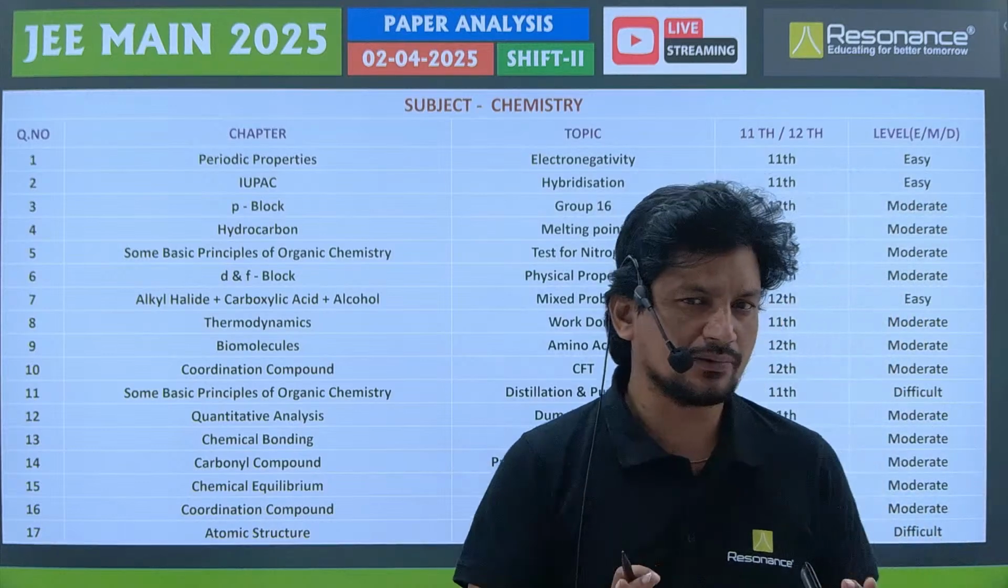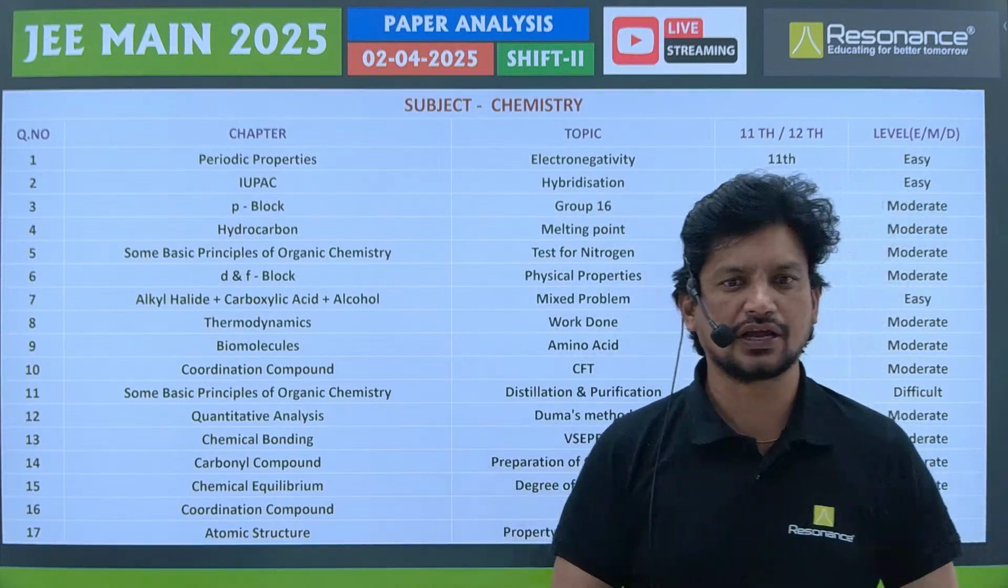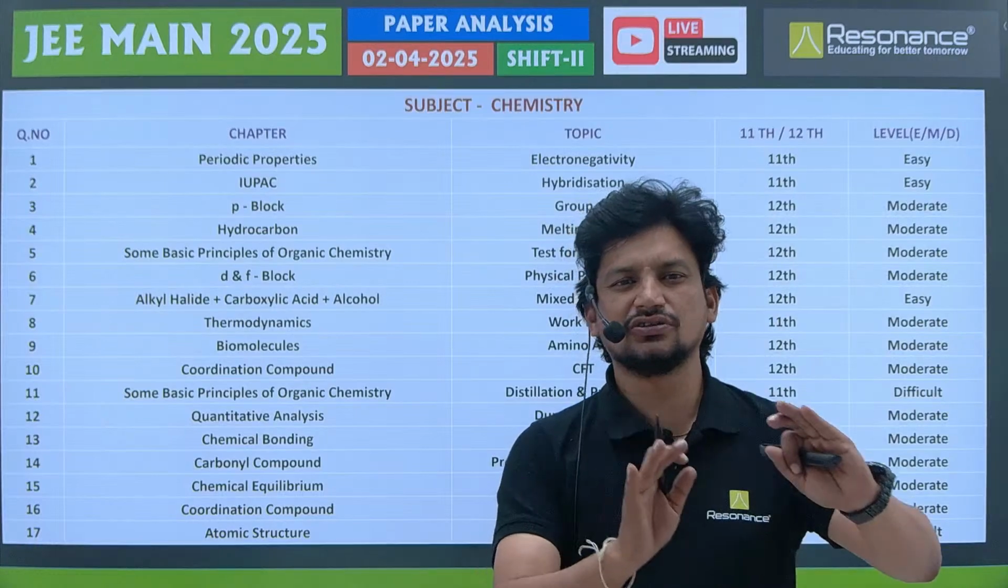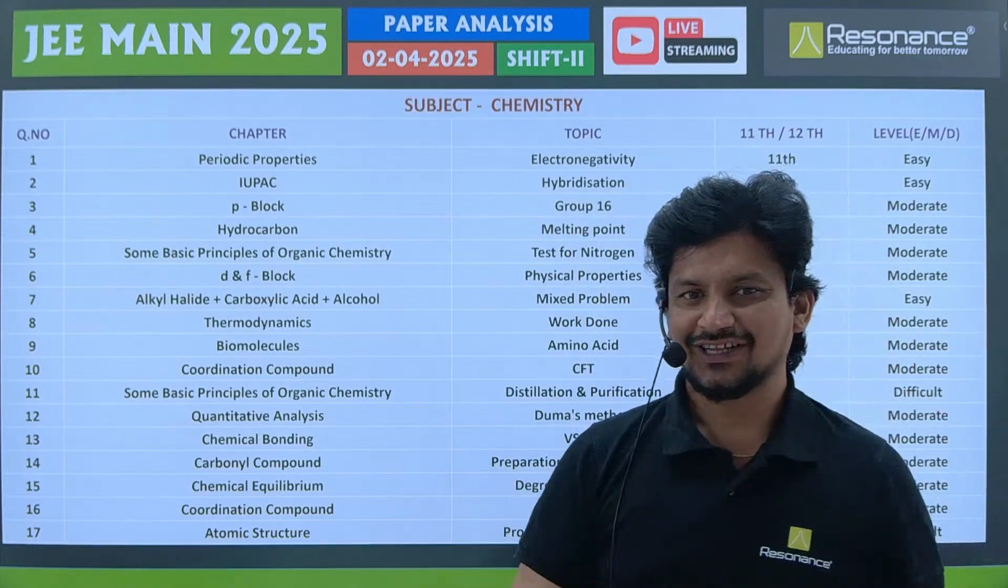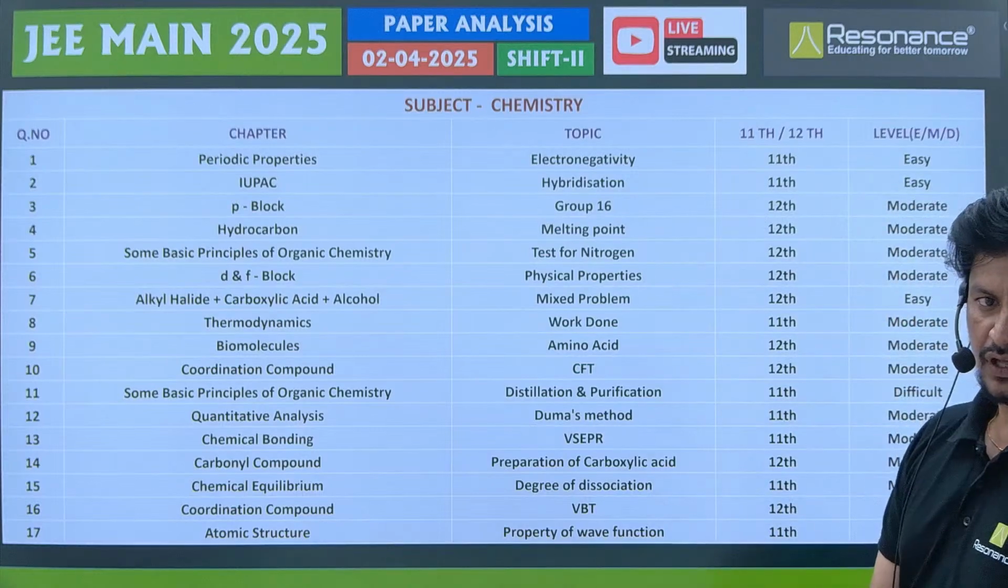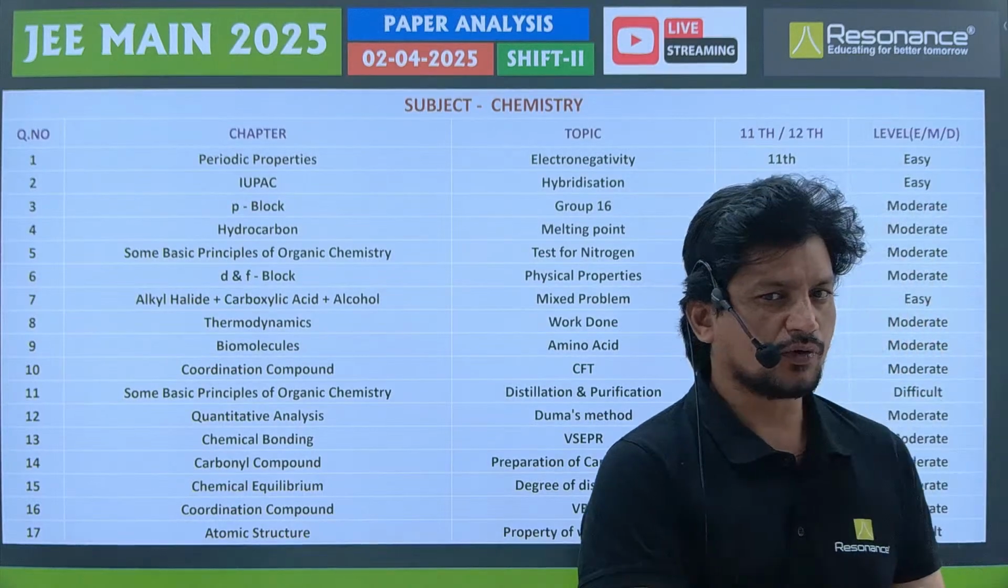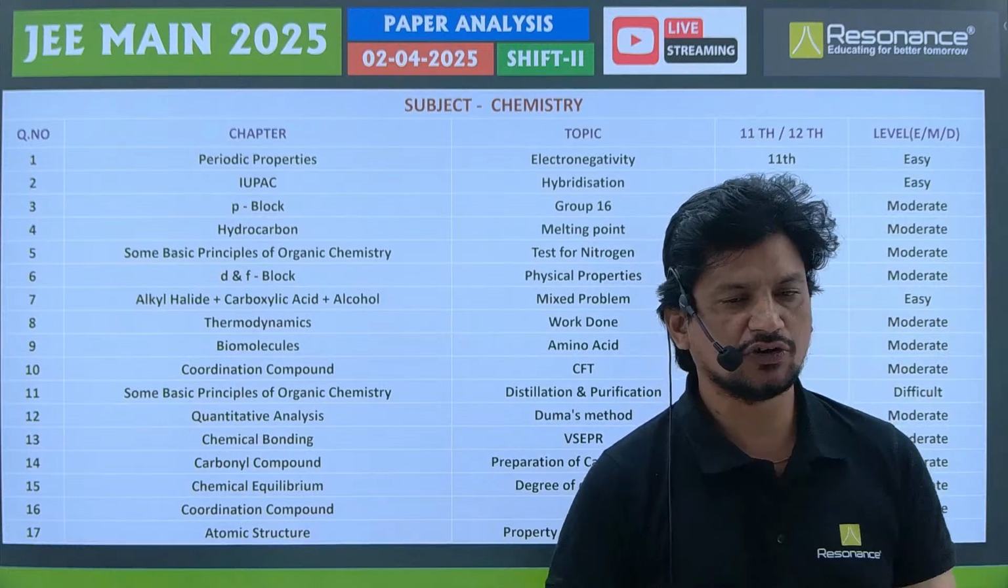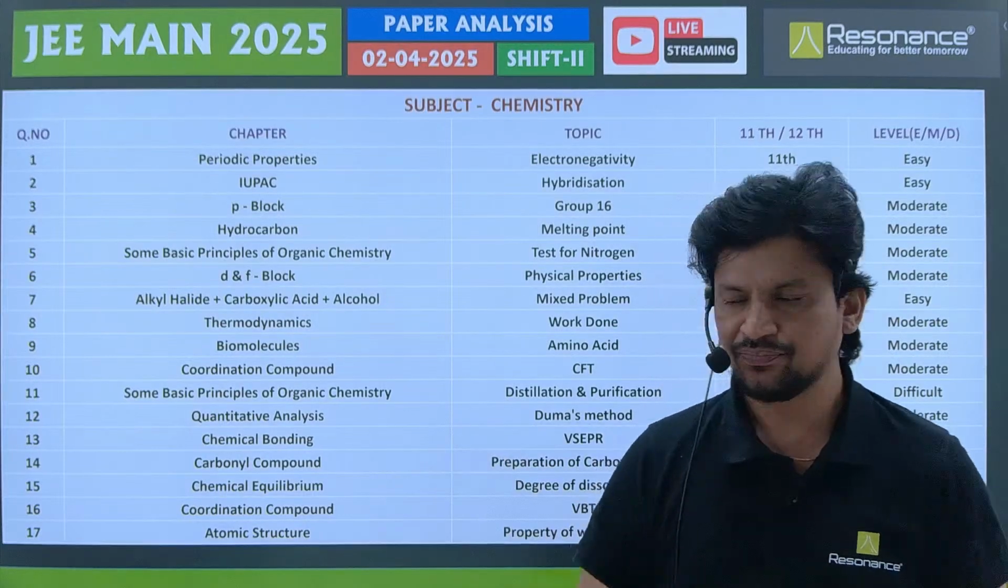Generally from thermodynamics they ask numerical problems. This time they asked the question from the concept. That is the thing, the easiest one. We can say it is moderate. First you have to know what is a reversible process and what is an irreversible process, then only you can answer it very easily. Okay.